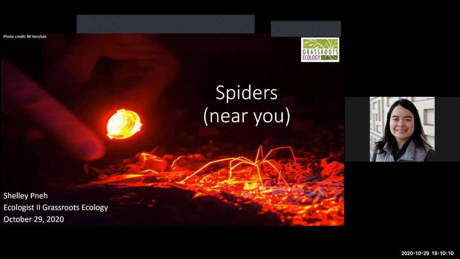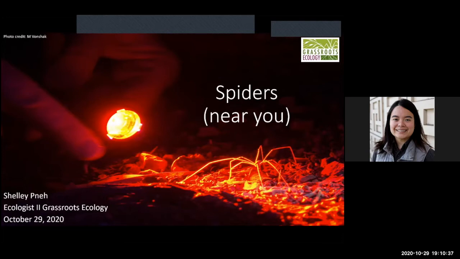Spiders play huge ecological roles in our ecosystem. For the most part, most of them are predators, and so they eat other insects that maybe fly in the air, or they'll hunt for other insects or bugs that crawl on the ground. Some spiders are specialized to eat other spiders.